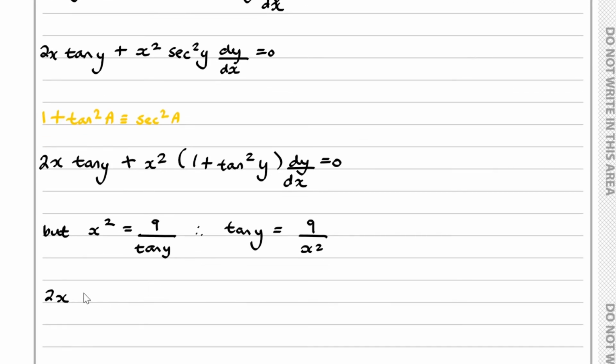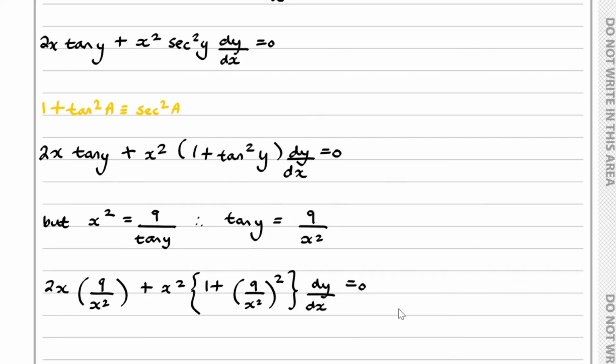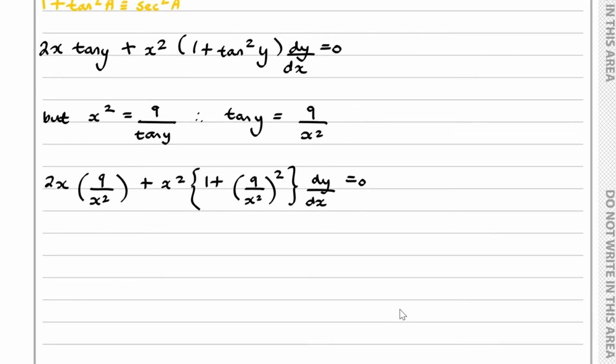So we have 2x lots of 9 over x squared plus x squared lots of 1 plus tan squared y. So here we have 1 plus 9 over x squared, all squared. And then we multiply this by dy over dx. And this is equal to 0. So now we just have some algebra to work through. Well, here we have 18 over x. That's quite straightforward so far.